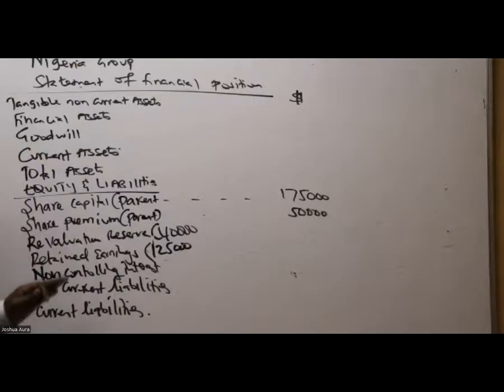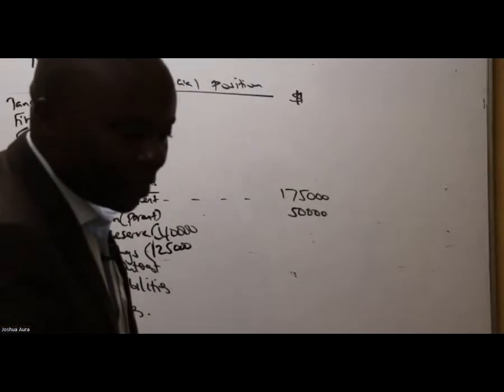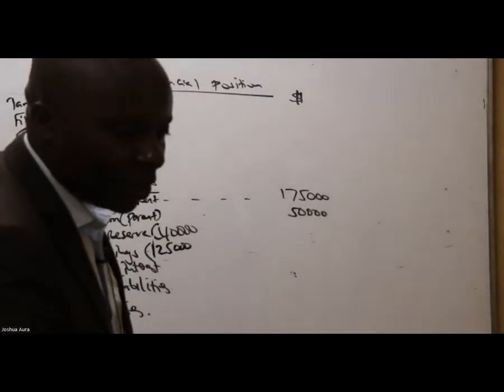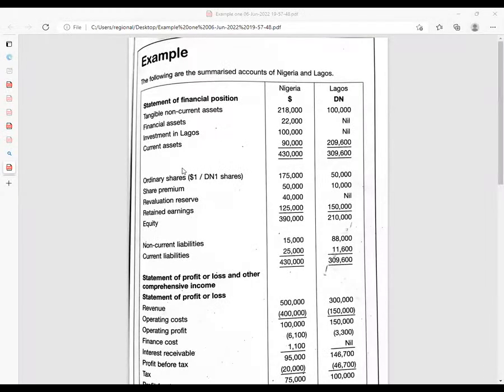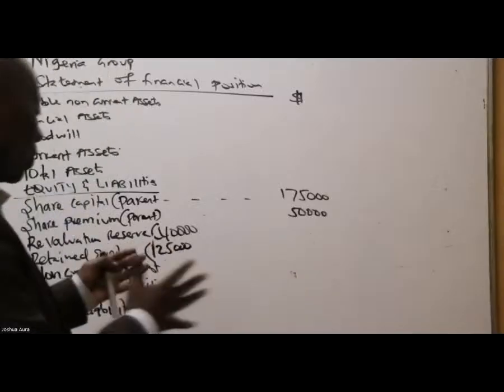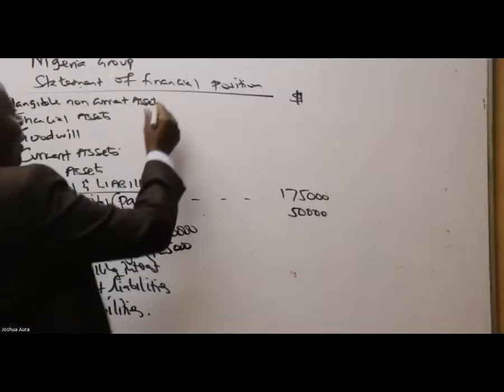That is very good. The moment you write like this, you'll end up getting so many marks without even knowing what you are doing. So we start with the first thing here, which is the tangible non-current assets. What do we have here? Ladies and gentlemen, I can see Nigeria as 218,000 and Lagos as 100,000. So please come and combine the two. 218,000 plus 100,000, because consolidation is all about adding.